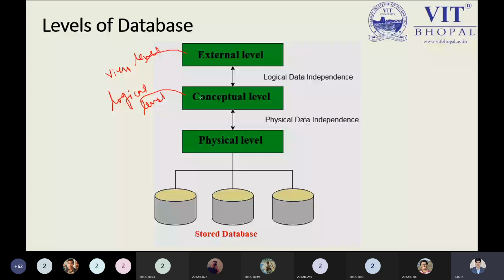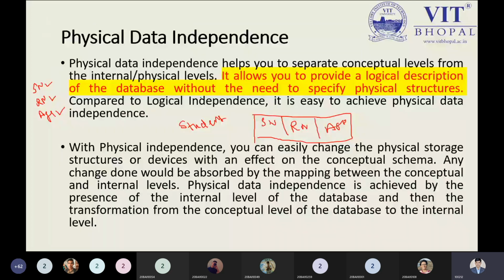Now, what is the exact definition of physical data independence? Whatever we have discussed, I have written over here as a summary. Physical data independence helps you separate the conceptual level from the internal or physical level. Yes, I agree 100%, because I know what is meant by the physical level and logical level, and the difference between both levels.